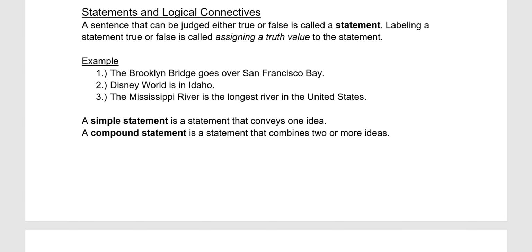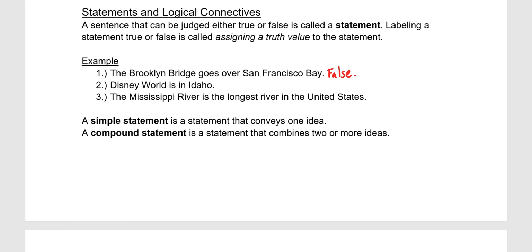So a sentence that can be judged either true or false is called a statement, and labeling a statement true or false is called assigning a truth value to that statement. So for example, we have these three statements. The first one is the Brooklyn Bridge goes over the San Francisco Bay. So we know this is a false statement because it does not go over the San Francisco Bay. So that's the truth value to that statement.